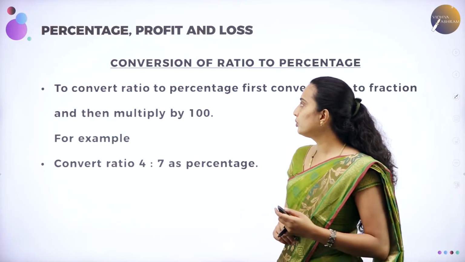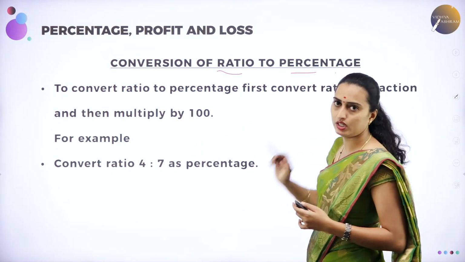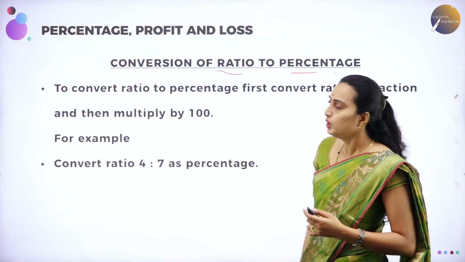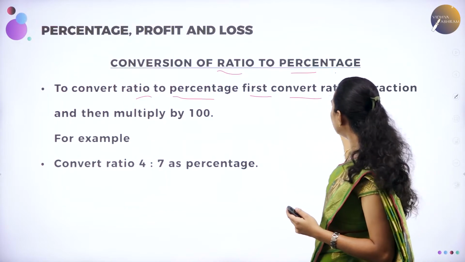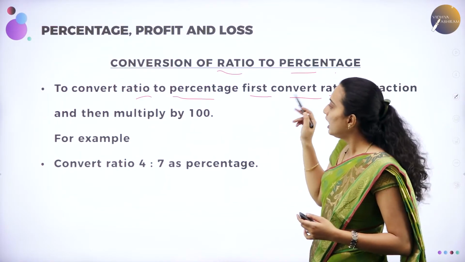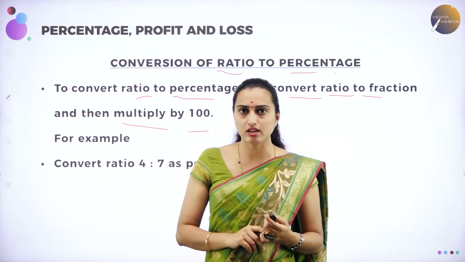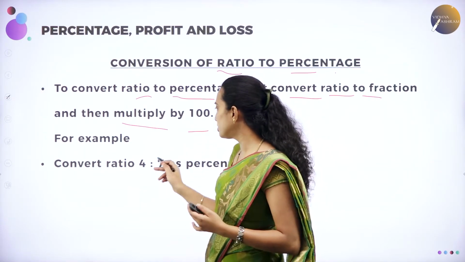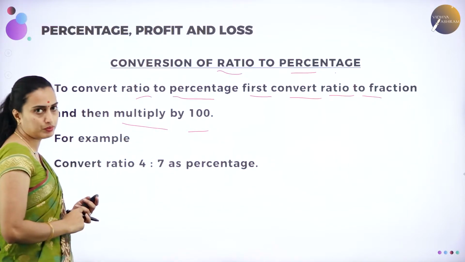Now we'll move on to converting the other way around, ratio to percentage. What do you need to do? To convert ratio to percentage, first convert the ratio to a fraction and then multiply by 100. That's it dear students. Okay, now let us convert the ratio 4:7 to a percentage.